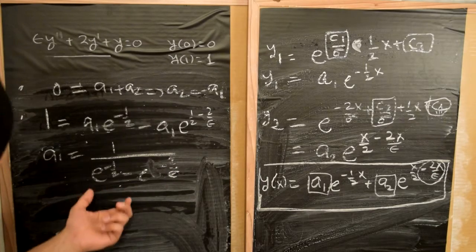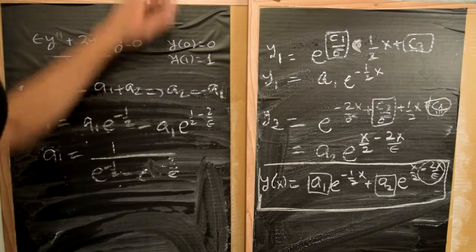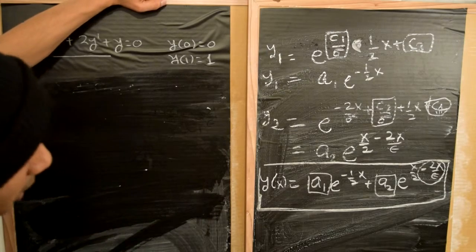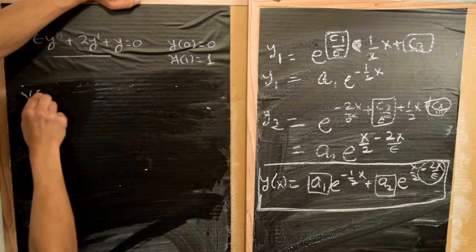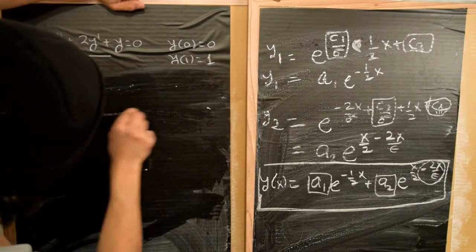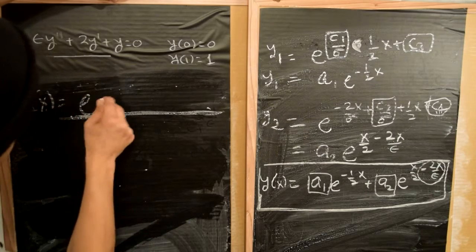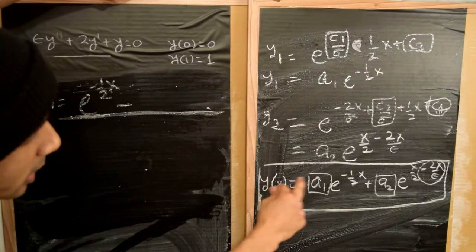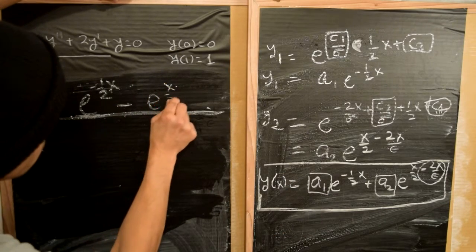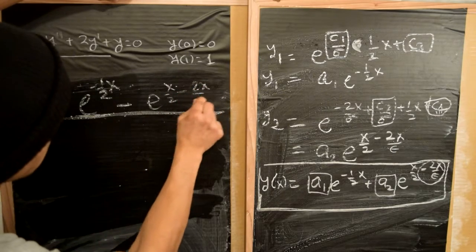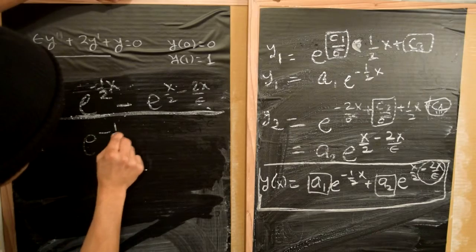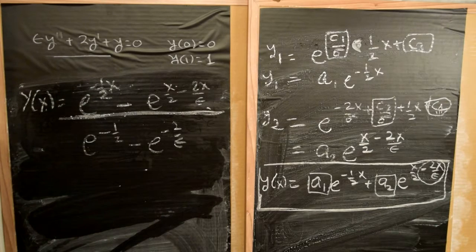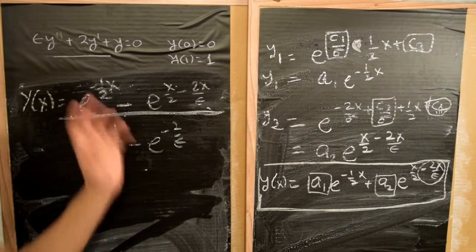Okay, so with this we have figured out a1 and we know what a2 is, and so we can write the overall solution y of x as e to the power of minus half x minus, because a1 is minus a2, e to the power of x by 2 minus 2x divided by epsilon, divided by the constants we figured out, e to the minus half minus e to the power of minus 2 divided by epsilon. So this is our WKB approximation to this differential equation.